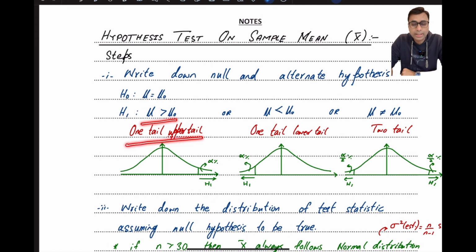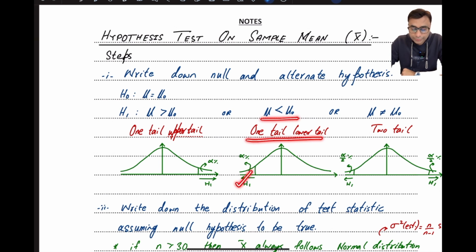It will be a one tail upper tail test, where my critical region should lie at the upper tail of the distribution. If alternately I'm looking for a decrease in mean, then my alternate hypothesis would be mu is less than mu naught. It will be a one tail lower tail test, and the critical region must lie at the lower tail of the distribution.